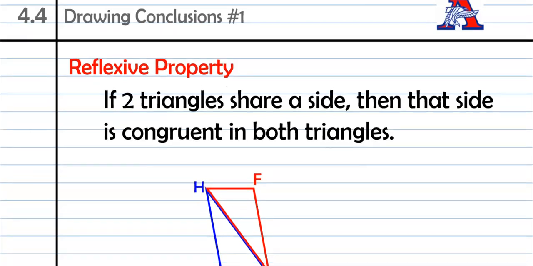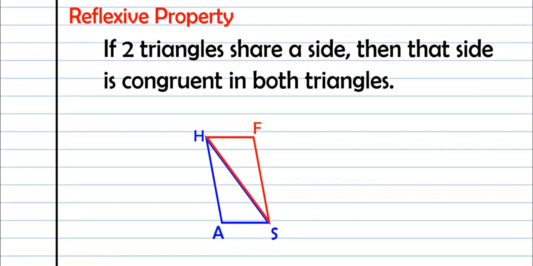So I have a diagram here that illustrates the reflexive property. So we have this blue triangle on the left and the red triangle on the right, and you can see that they share this side here. So this side HS is the exact same side. The triangles are kind of on top of each other and they share that side. What that tells us then is that that side is congruent in both triangles. So if we were to separate them apart, we could mark them as congruent on both.